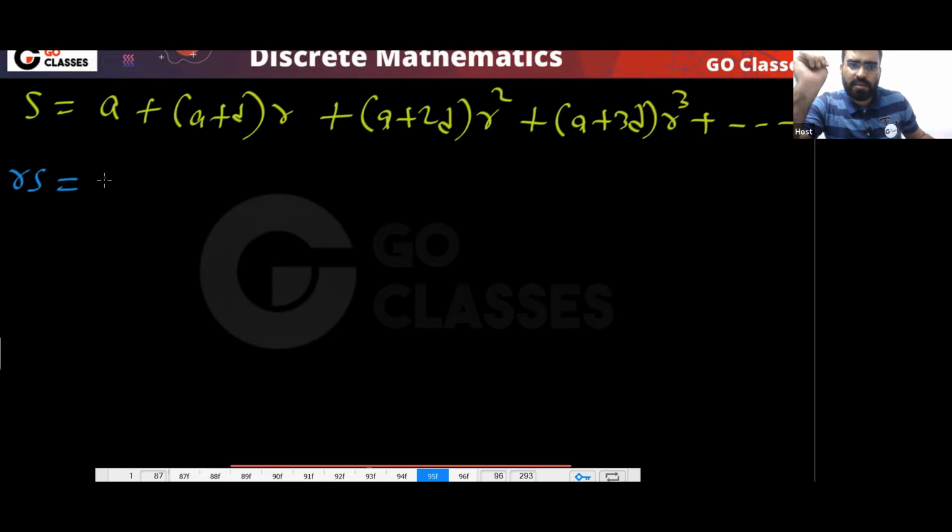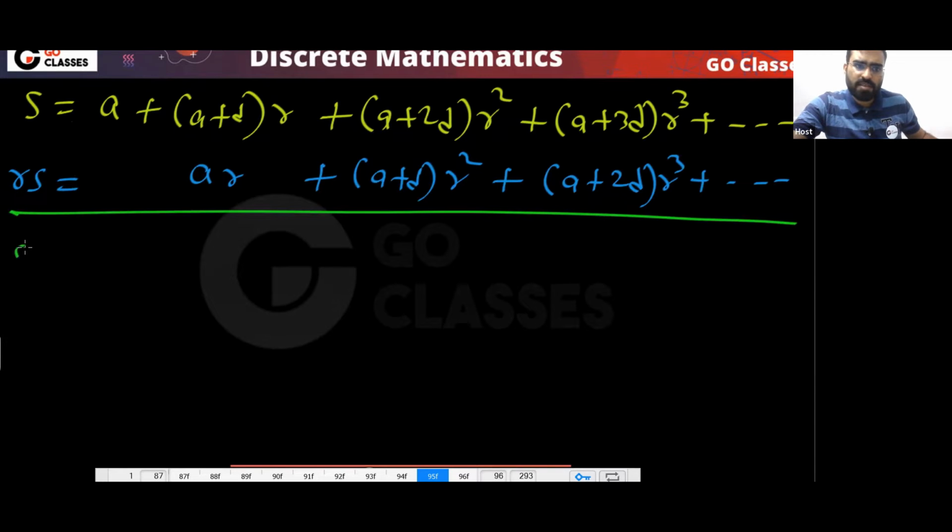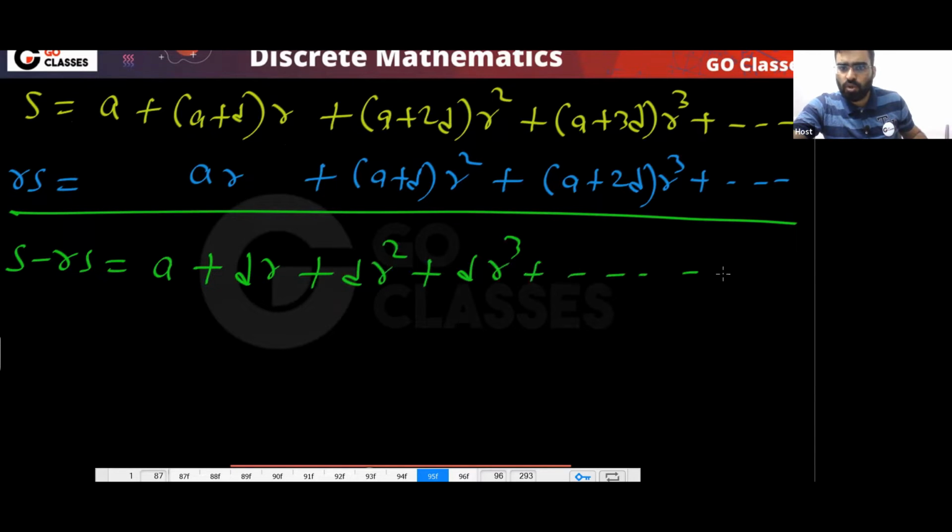You multiply with R and write like this: AR plus (A plus D)R square, (A plus 2D)R cube. So basically multiply with the common ratio and then you shift it. Now you subtract, S minus RS. That will be A plus, if you subtract this from this you will get DR, then DR square, then DR cube and so on. This is infinite. So tell me what you will get?